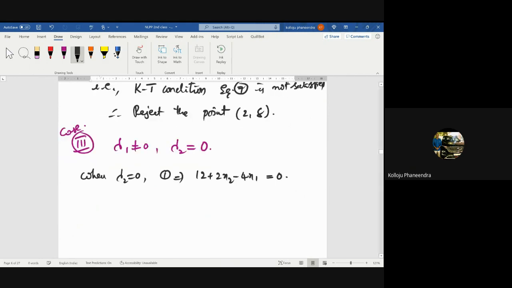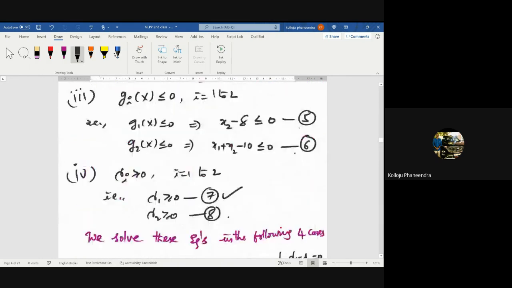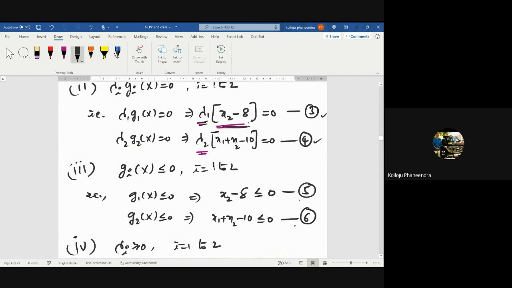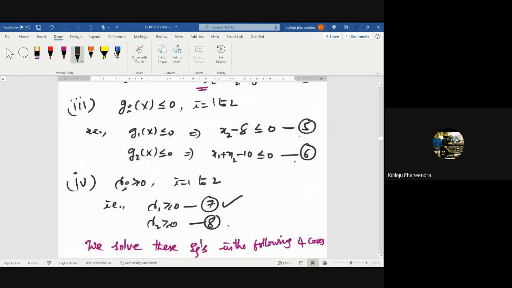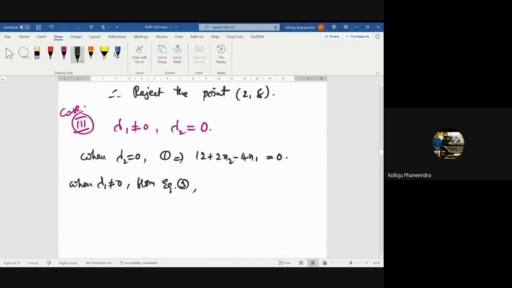Now, lambda 1 not equal to 0 means x2 minus 8 equal to 0. That is the third equation. So from equation 3, we have x2 minus 8 equal to 0, that is x2 equal to 8. From this, 12 plus 16 minus 4x1 equal to 0, so 4x1 equals 28, x1 equal to 7.